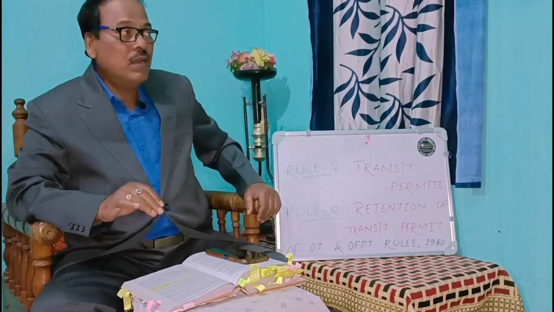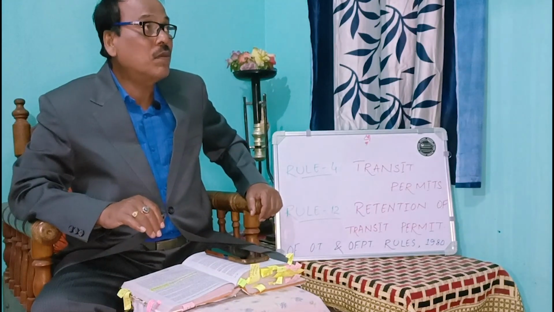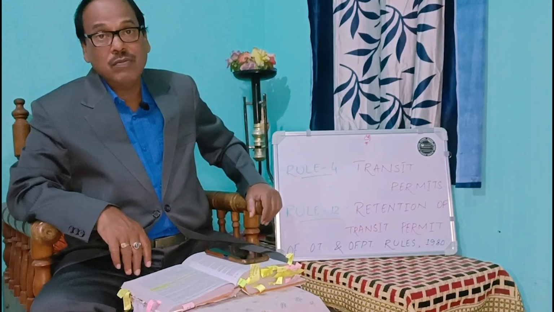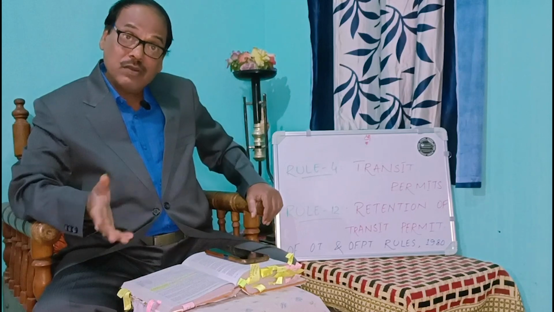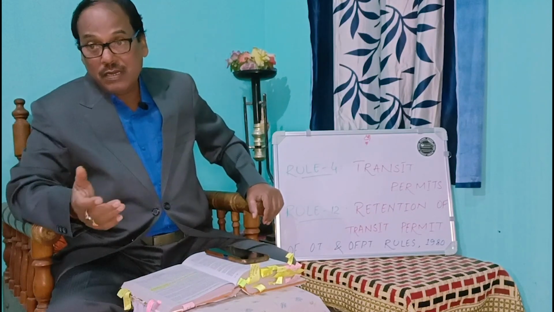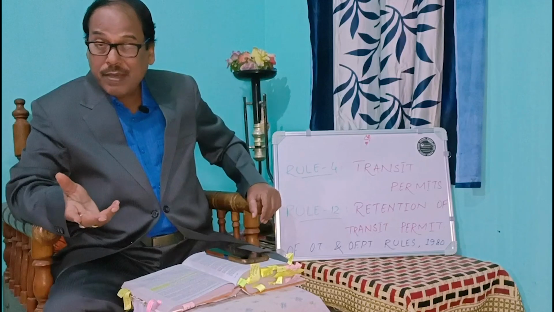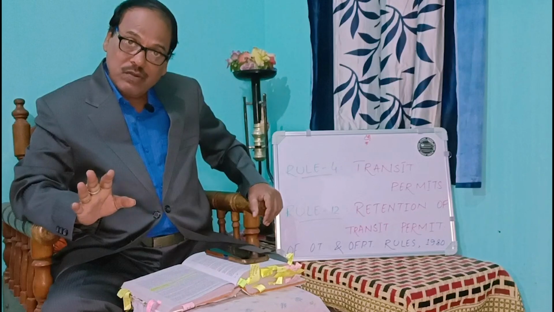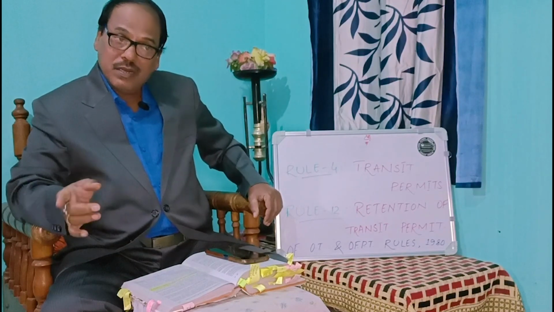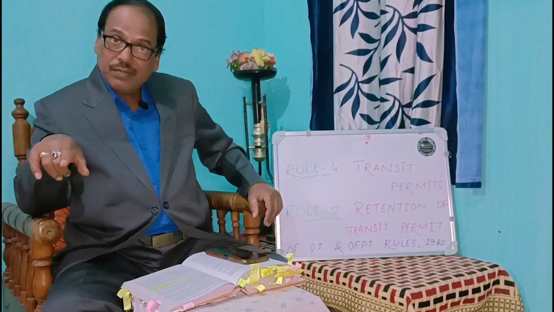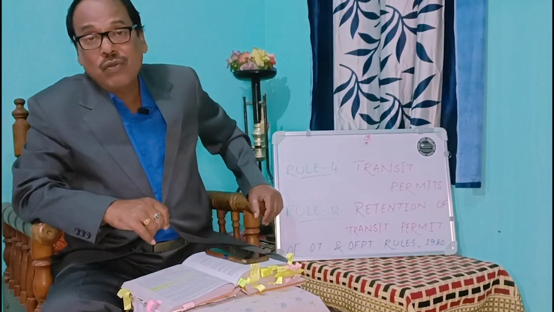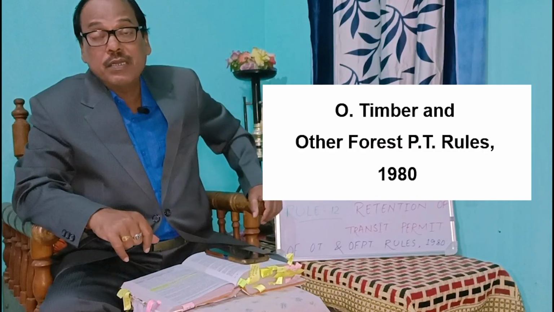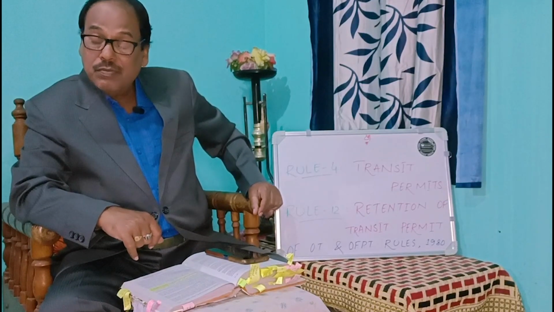If, for example, a person has collected timber from any illegal source and kept it inside his house, when a forest raid is done in that house, the forester will ask for that TT permit or any valid documents. If there is no valid document or TT permit, then the forester will book a case for violation of Rules 12 and 4, and the person will be penalized under Rule 21 of the OT and OFPT rules. That's why it is most important.